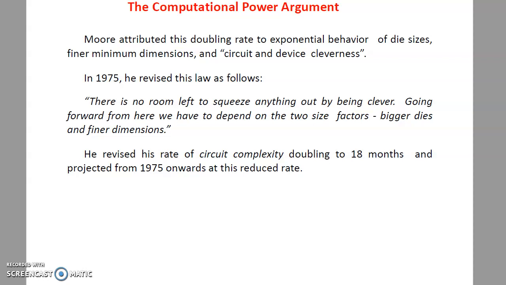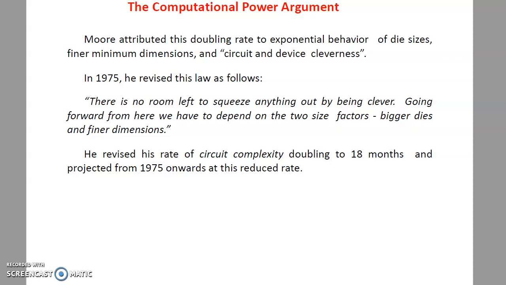So basically, he felt that after that period was over, further you cannot increase the complexity in a particular chip because of the limits of the particular chip. So he felt that then we'll have to go for bigger chips and finer dimensions. So that is what he started feeling in 1975. In 1965, he said that the complexity was increasing, doubling basically every year. But later on, he felt that now it cannot be increased beyond a particular limit.